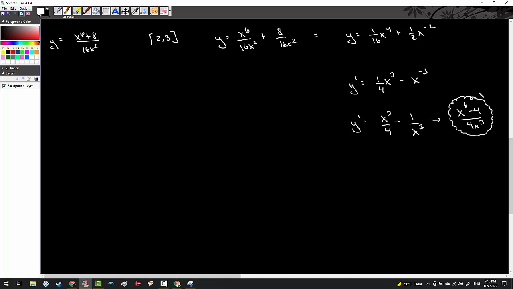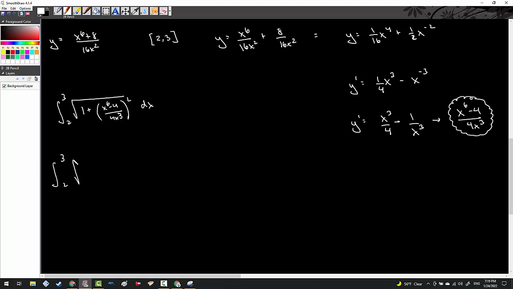So you can already kind of see this getting kind of nasty. So let's go ahead and integrate this guy. So it's going to be integral from 2 to 3. And that's going to be the square root of 1 plus the derivative. So that's going to be x to the 6th minus 4 over 4x cubed. And that's going to be squared dx. So let's rock and roll with this thing. We have no choice but to do this.